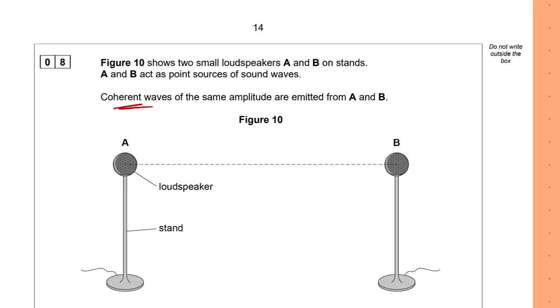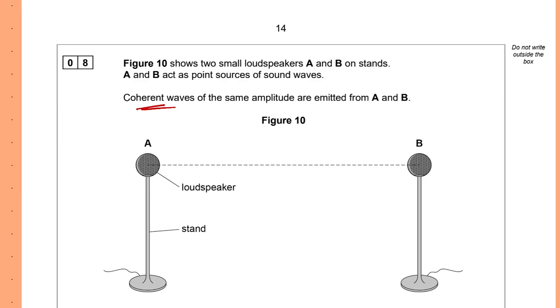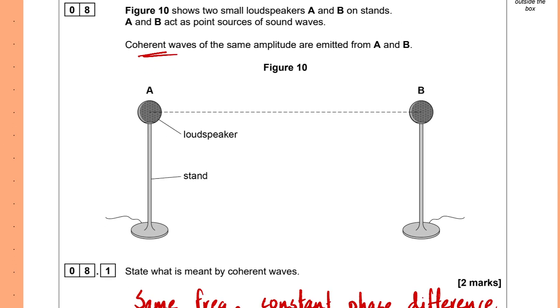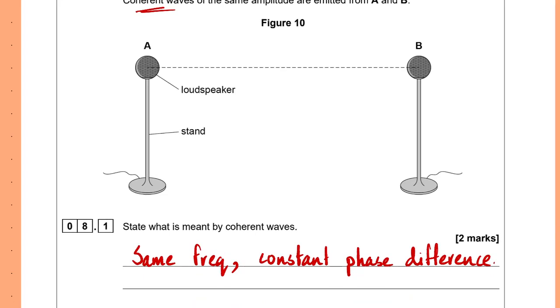Figure 10 shows 2 small loudspeakers A and B on stands. A and B act as point sources of sound waves. Coherent waves of the same amplitude are emitted from A and B. State what is meant by coherent waves. So coherent waves are waves that have the same frequency and a constant phase difference. Let's go on.